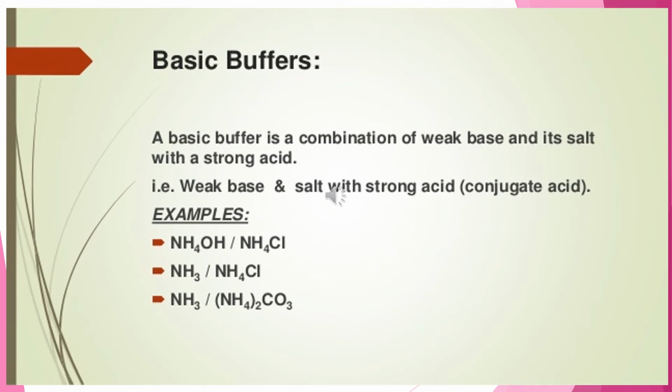Basic buffer. A basic buffer is a combination of a weak base and its salt with a strong acid, that is, a weak base and a salt with a strong acid that produces the conjugate acid. For example: NH4OH and NH4Cl; NH3 and NH4Cl; NH3 and (NH4)2CO3.